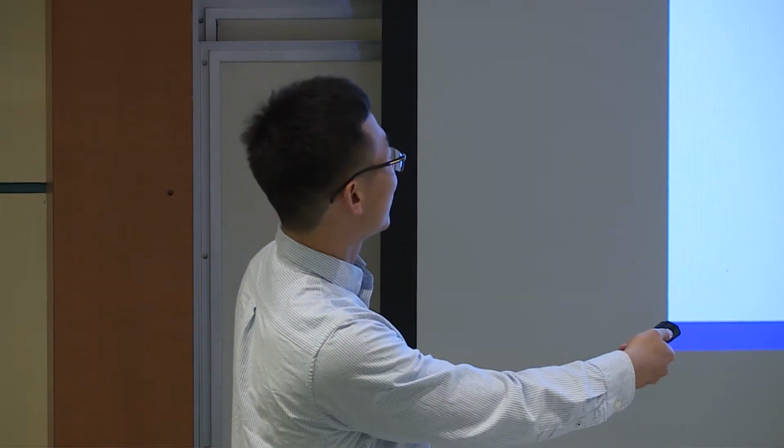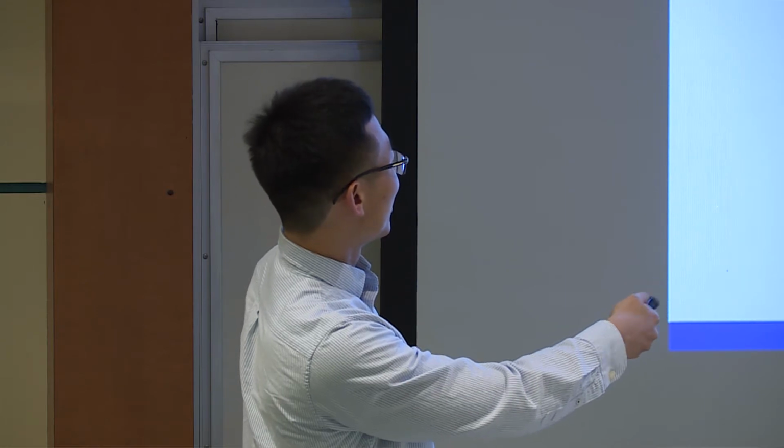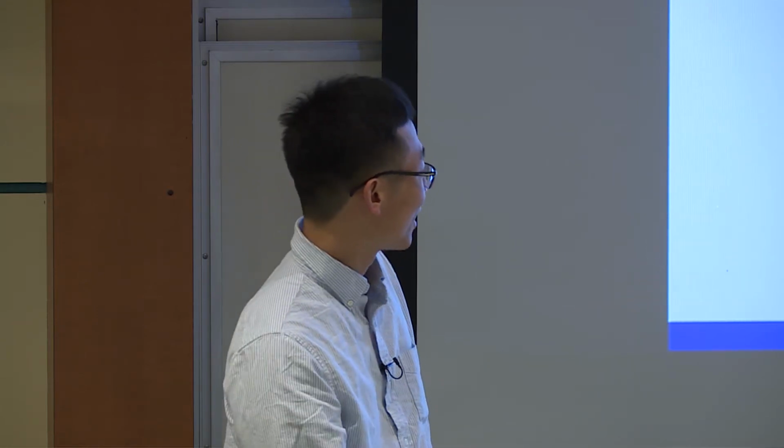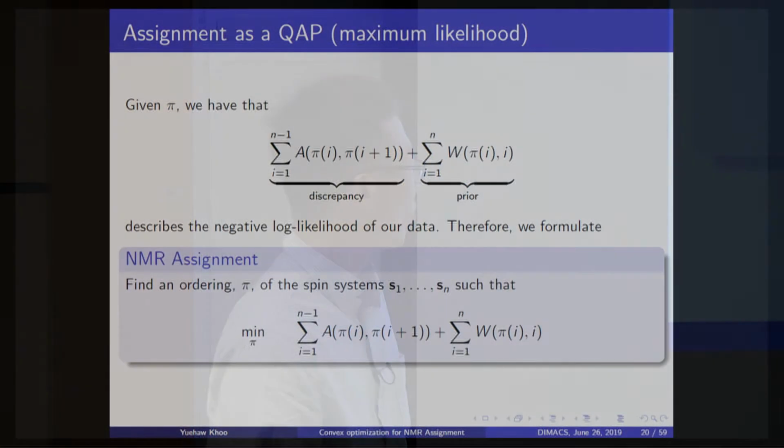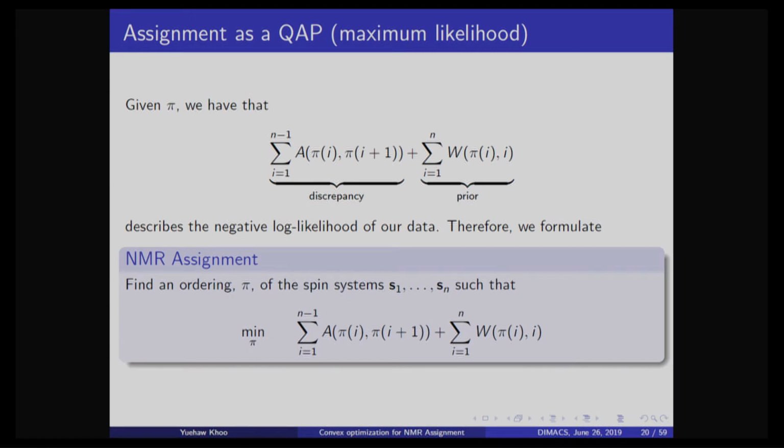Now, we write down the total cost. This describes the negative log likelihood of our data. And what we want to do is find the correct ordering such that this is small. And as you can see, this is a quadratic assignment problem.